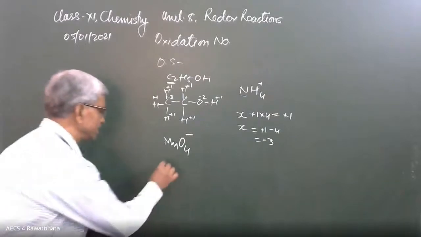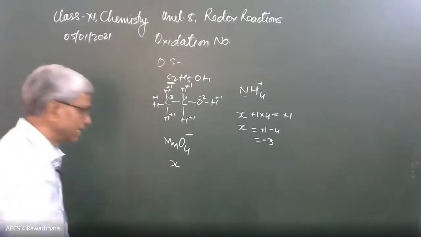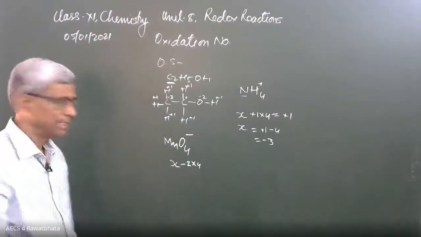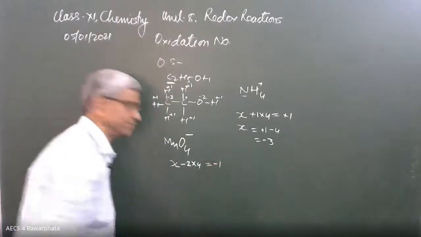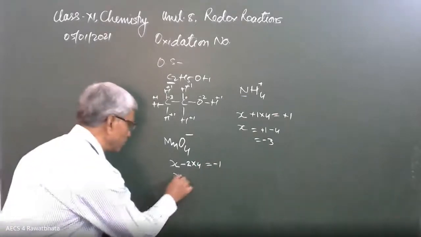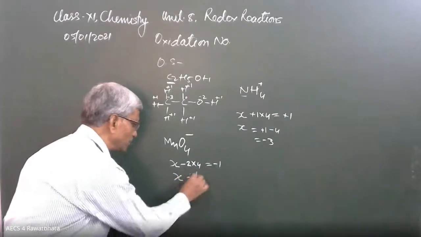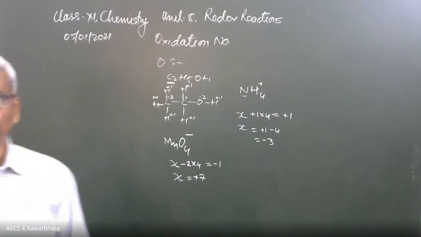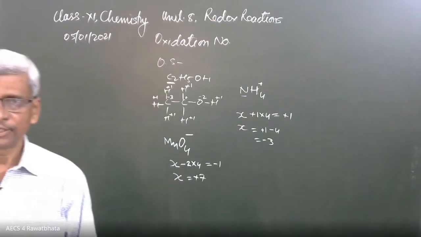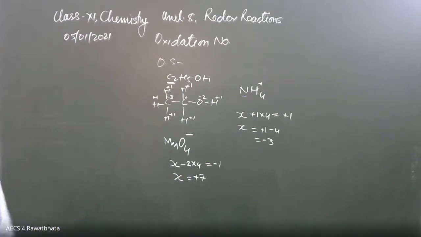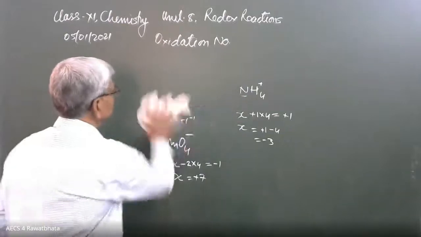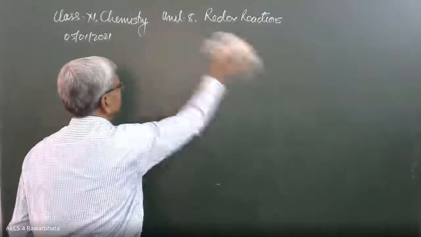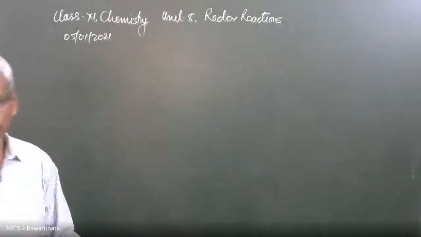Let the oxidation state of Mn be X. Oxygen oxidation state is -2 into 4, which is equal to -1. So X equals -1 plus 8, which is +7. This is the Mn oxidation state in MnO4 minus. Okay, better. In this way, you can calculate oxidation state, taking care that there should not be a fractional value and it should not be more than the valence electrons.